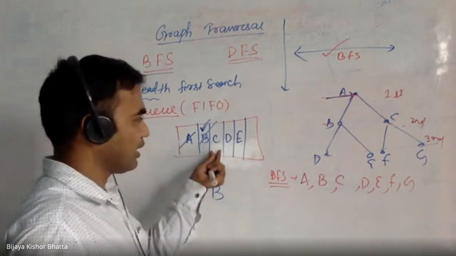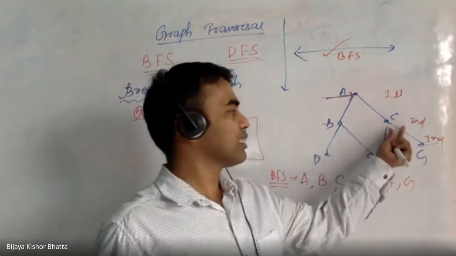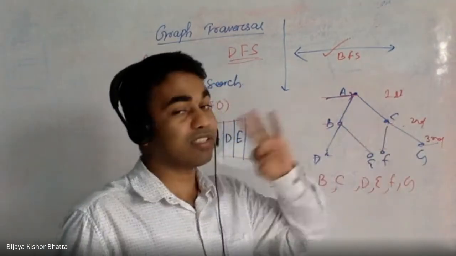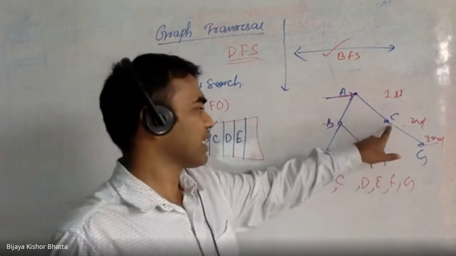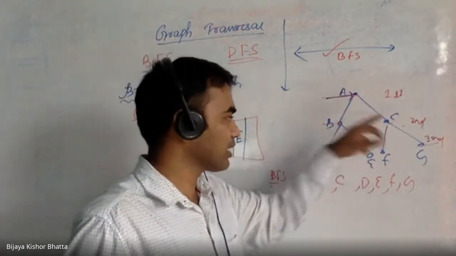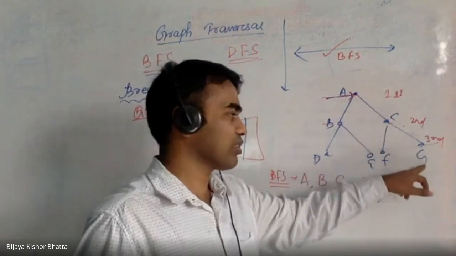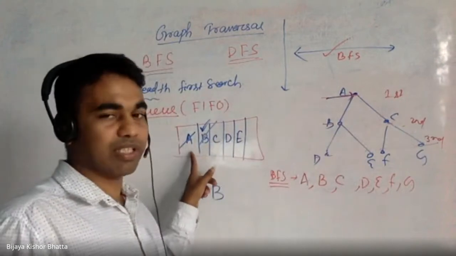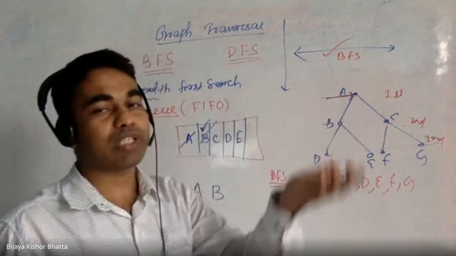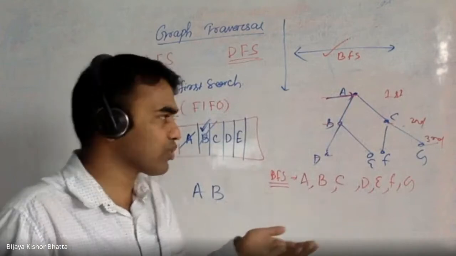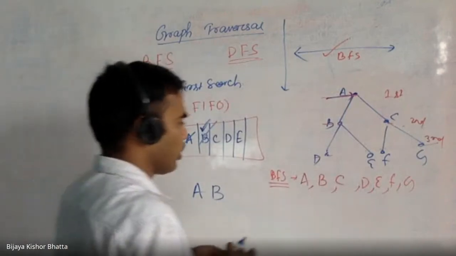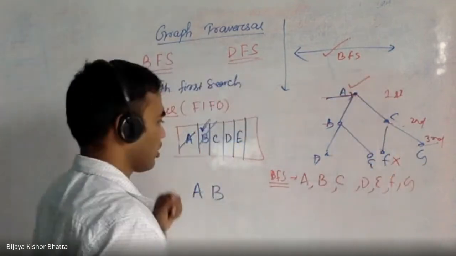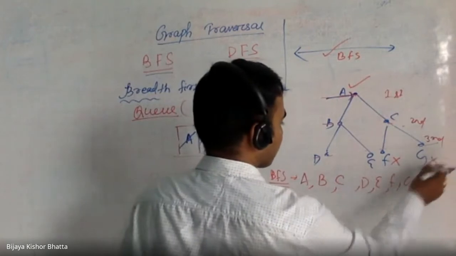Before taking C, I will check what all adjacency vertices C has. Actually, C has three adjacency vertices, not two: A, F, and G. A is already processed, so I don't need to process that same node again because it is already processed. But F is not processed and G is not processed.